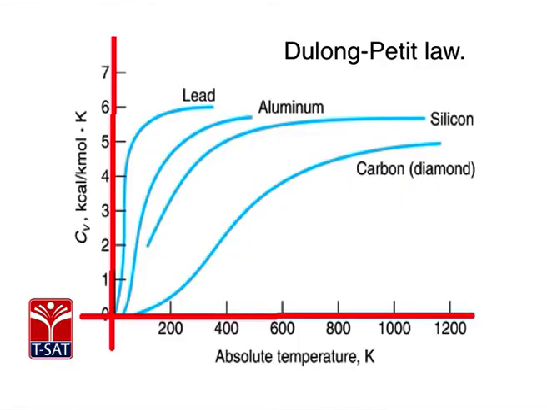But you see in the monitor a graph showing lead, aluminum, carbon in the form of diamond, and silicon, for temperatures varying from very low to higher values. As they go to higher values, at room temperature and above, they all become constant, as suggested by the Dulong and Petit law. But at lower temperatures, they deviate from the Dulong and Petit law. This happens to be the big lacuna for scientists trying to understand the specific heats of solids at lower temperatures.